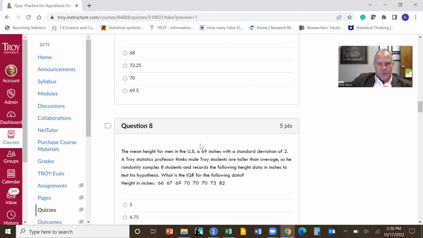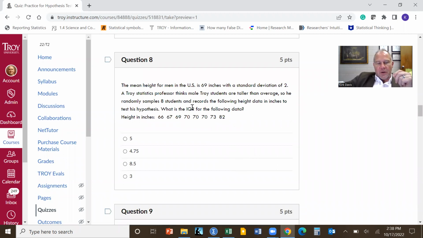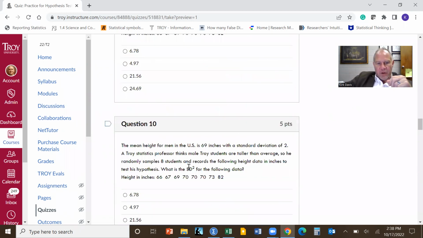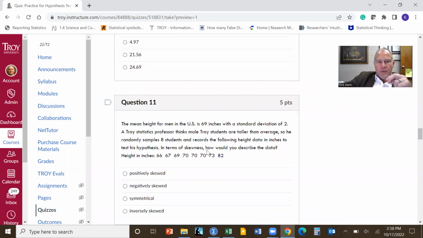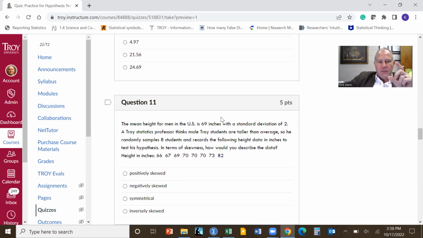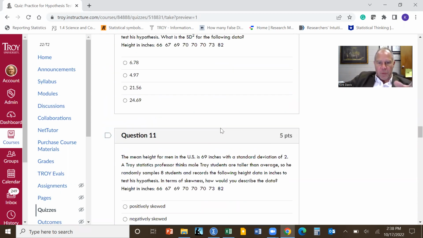So the range is maximum value minus the minimum value. The IQR is the 75th percentile minus the 25th percentile. So it gives you the range of the middle 50% of scores. Unfortunately, SPSS doesn't directly give this to you, but you only have to do one subtraction problem. Standard deviation, the variance, which is SD squared, and skewness. So we can do the first 11 questions with a press of a button.